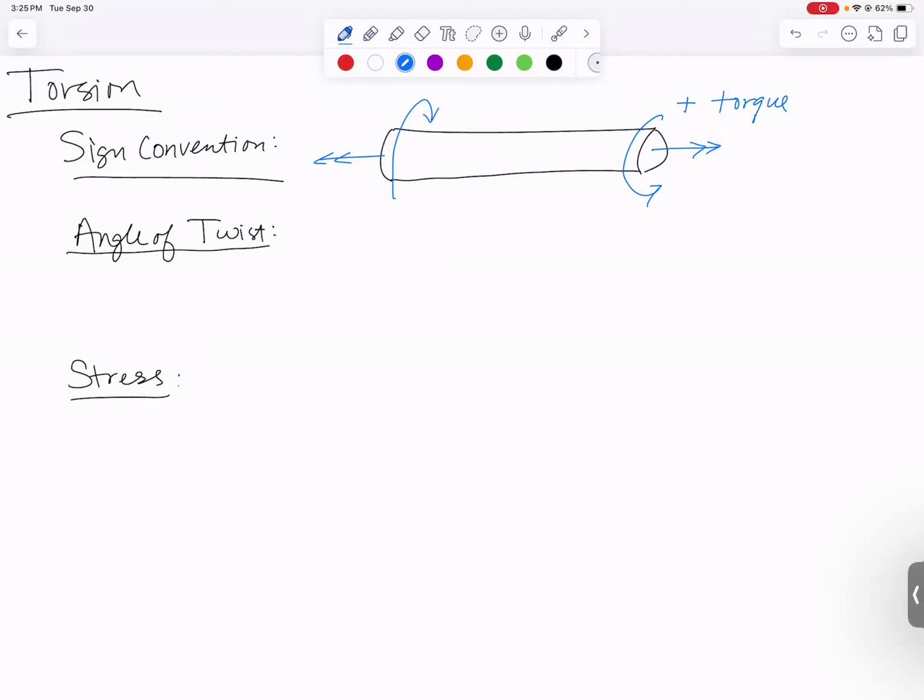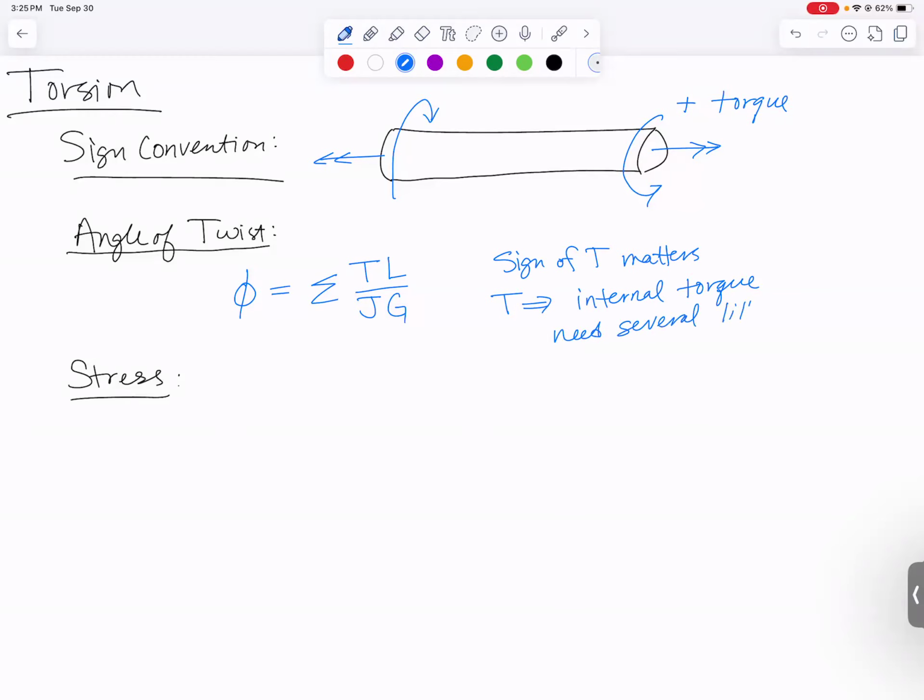With that, we can then use our angle of twist equation, which says the angle of twist in radians is equal to the summation of the internal torque times the length that it acts over divided by the polar moment of inertia of that segment times the shear modulus of that segment. And when we're doing this, the sign of the torque matters. T is always going to be the internal torque in each segment of our shaft. So we are going to need several little free body diagrams. Those little free body diagrams are where we cut the shaft open to identify internal torque.